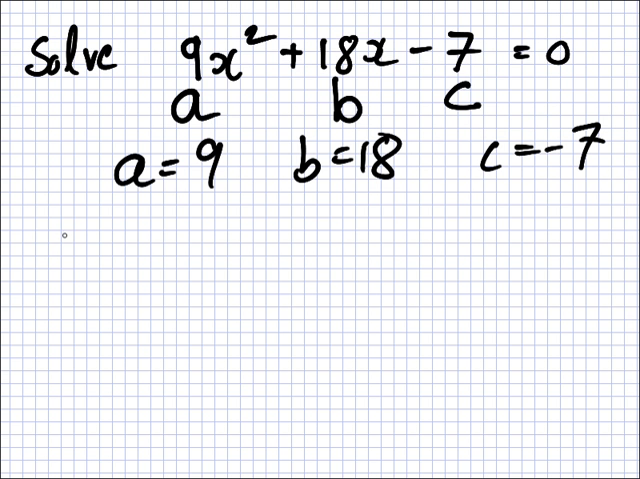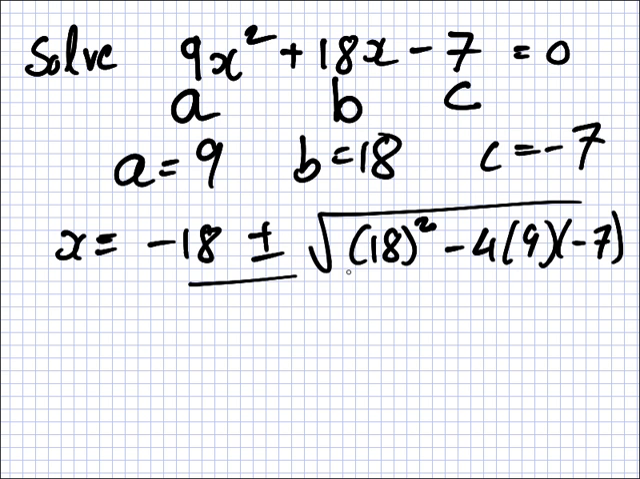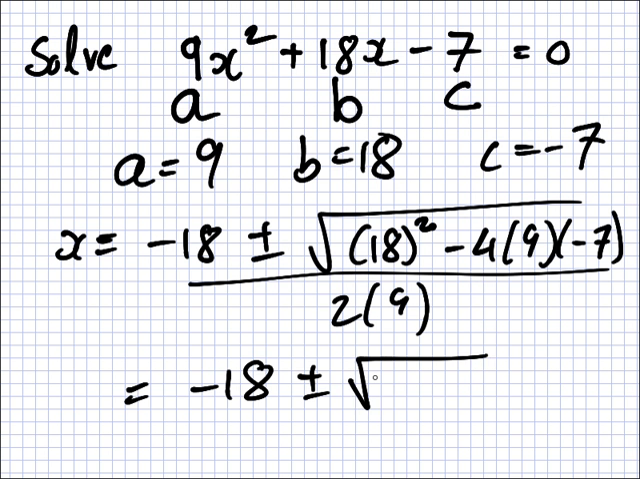So according to the formula, that would be minus b plus or minus square root of b squared minus 4ac, all over 2a. Can somebody give me what's inside the root there?